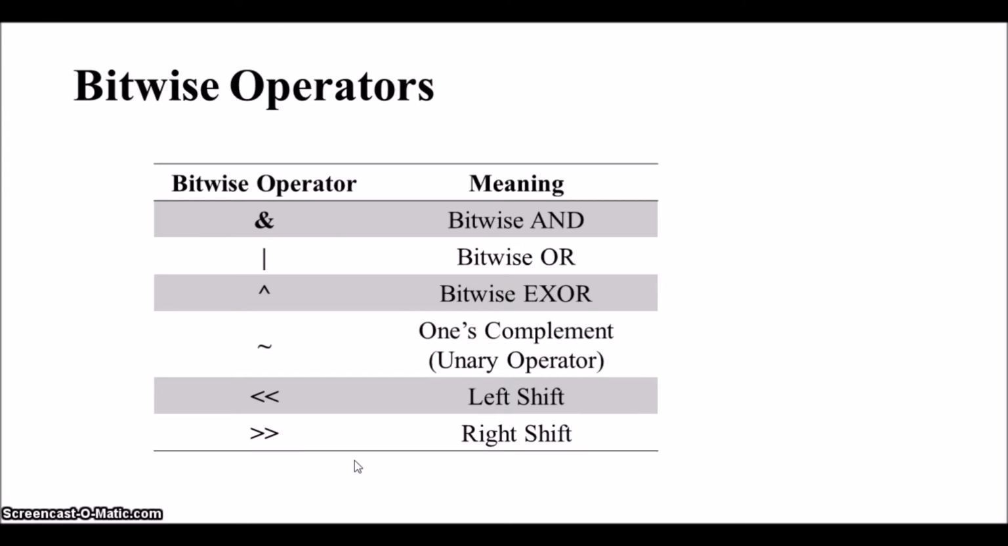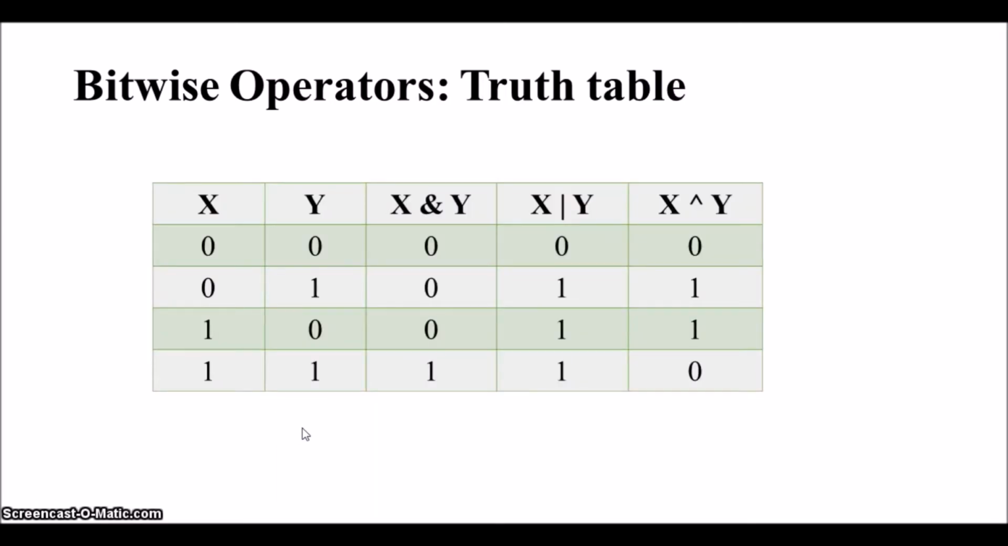Totally, there are 6 bitwise operators in C. Those are bitwise AND, bitwise OR, bitwise XOR, ones complement, left shift and right shift operators. The truth table of bitwise AND, bitwise OR and bitwise XOR is as follows.